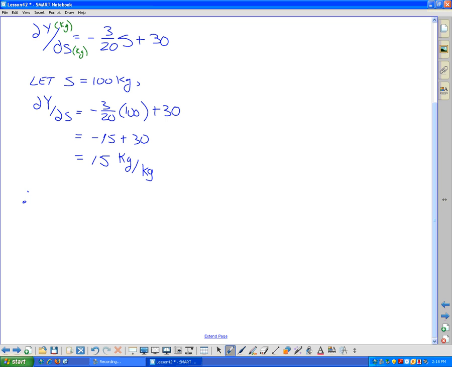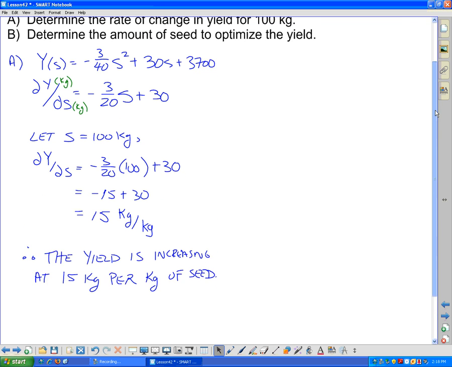So therefore, the yield is increasing at 15 kilograms per kilogram of seed. Okay, those kilograms are measuring different quantities. So the rate of yield as you put on 100 kilograms of seed onto a field, the yield is increasing at 15 kilograms for every kilogram that you're adding.